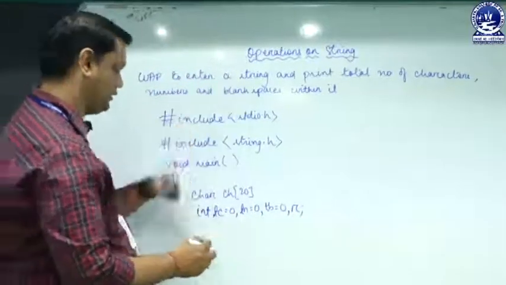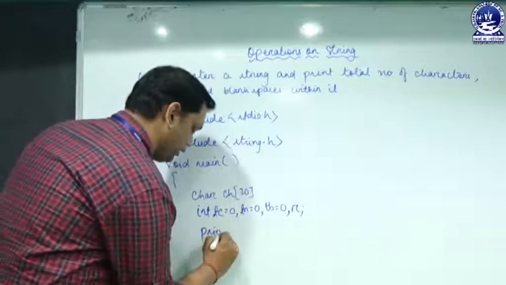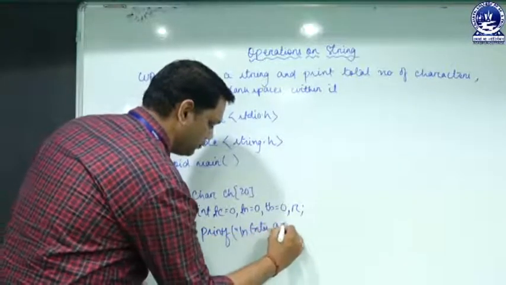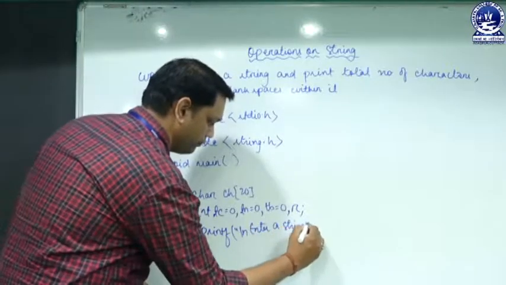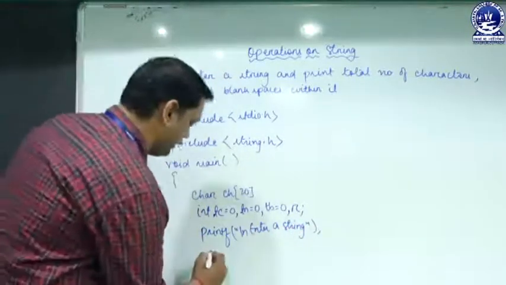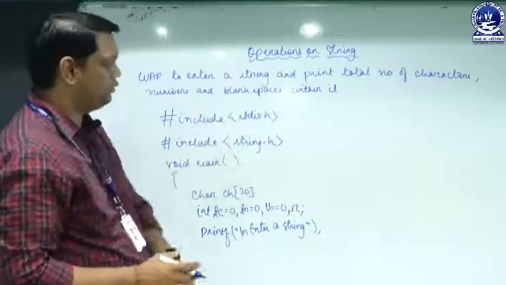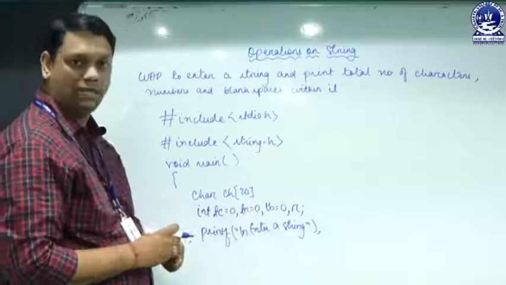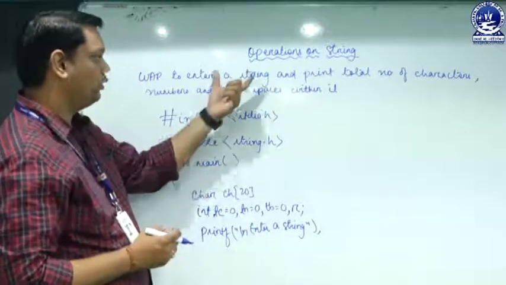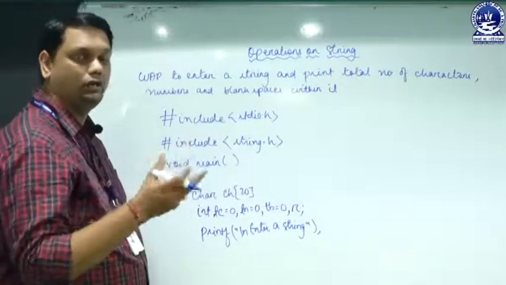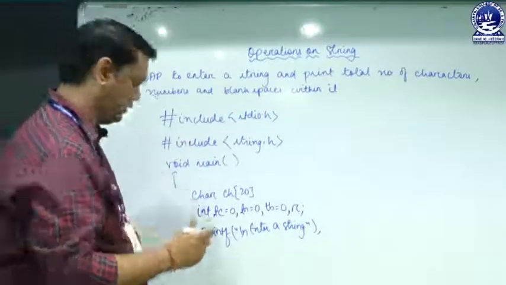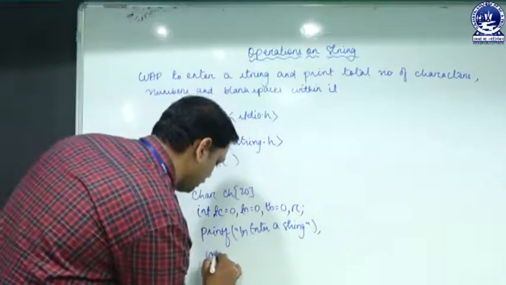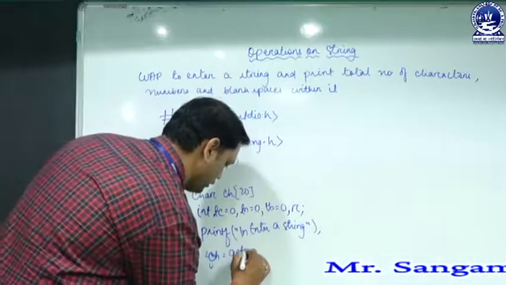Now we have to enter a string, so I have to give a message. Let's say I will write printf enter a string. Then I have to enter it. As we know, in the scanf function we cannot enter a string having blank spaces. So in order to get a string with blank spaces, we need to call a special function, that is the gets function. So let's write gets of ch.